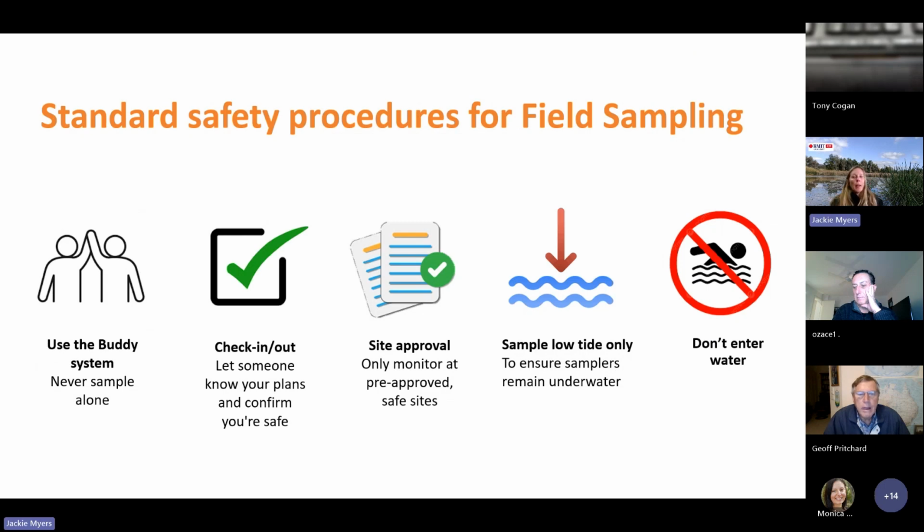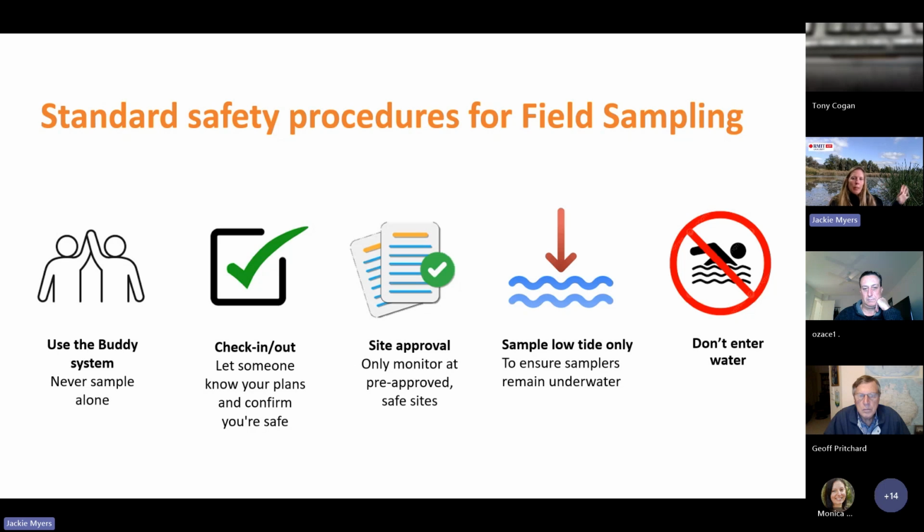So we'll start with the standard safety procedures for field sampling. I would like to highlight that many hazards encountered during this work are consistent across the different sites, and mitigating them often just involves common sense practices. You might look at some of these and go, oh yeah, we should know that, but we just want to highlight them and talk about them.